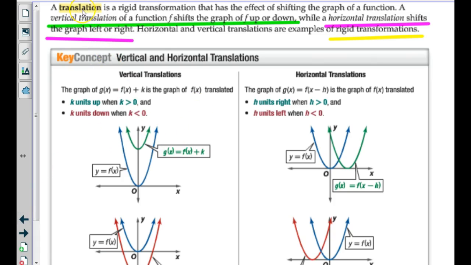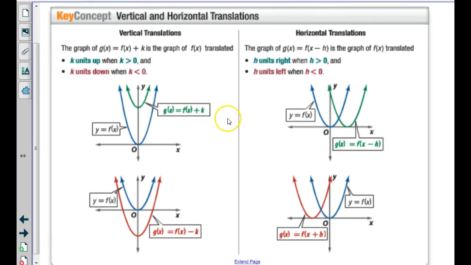A translation, which is the word for slide, is a rigid transformation that shifts the graph. It can shift up and down, or vertically or horizontally, left or right, okay? These are rigid transformations. When you add something on the outside or subtract it, it shifts it up or down. So if you had this, that would move the parabola up too, right?